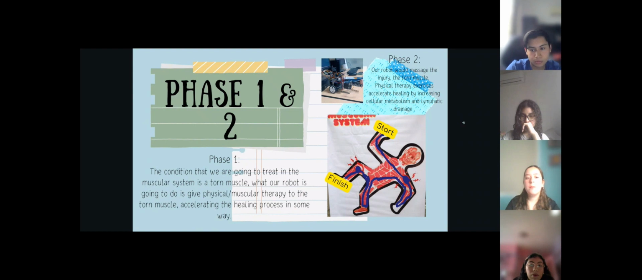Okay, in phase 1, we talk about the condition that we're going to treat in the muscular system. It's a torn muscle, and what our robot is going to do is give physical muscular therapy to the torn muscle, accelerating the healing process in some way.